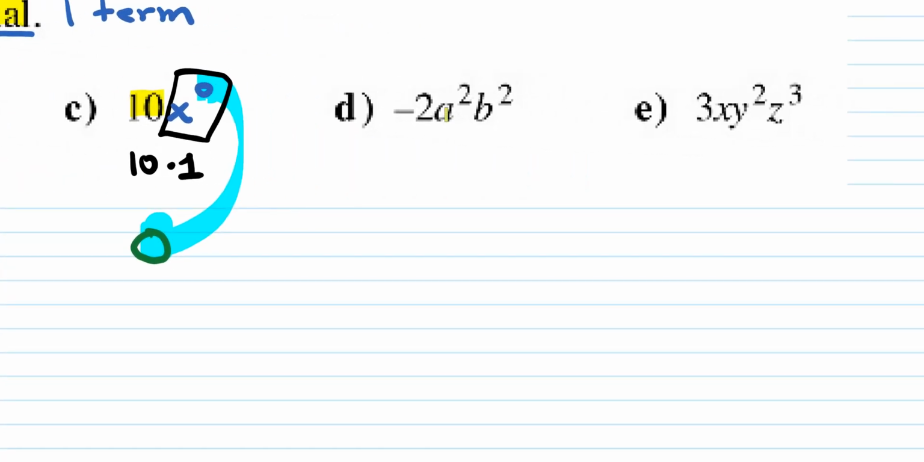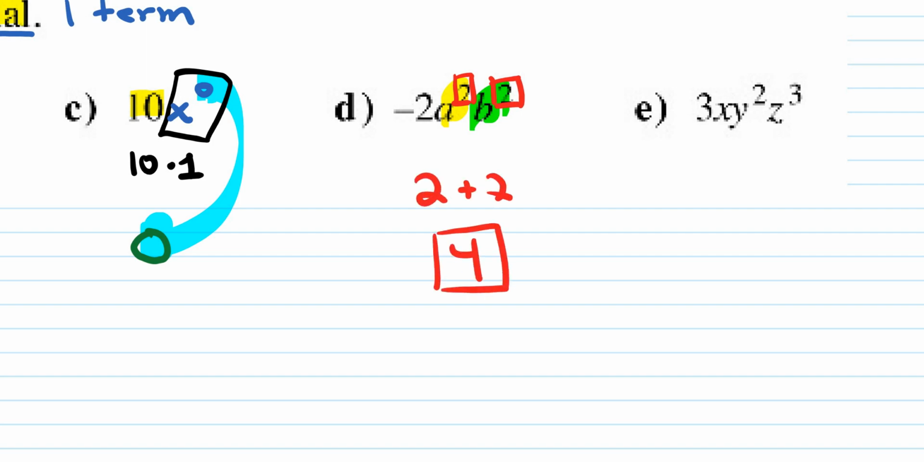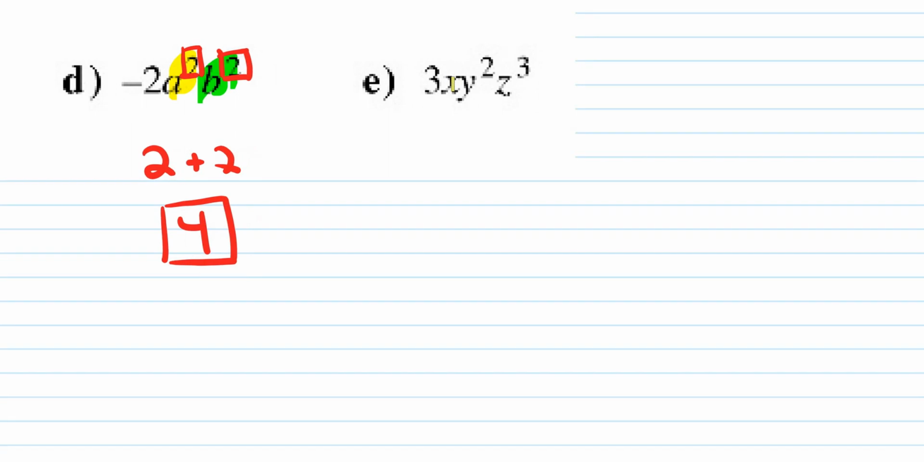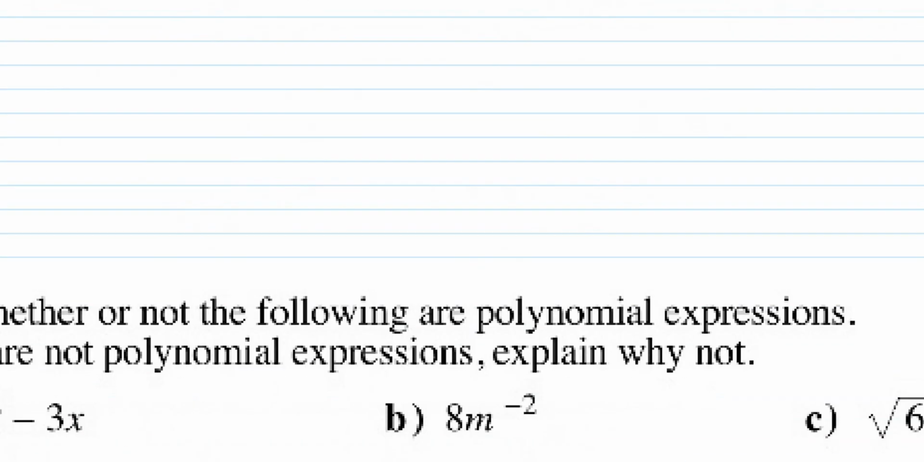And for letter D, I have a to the power 2 and b to the power 2. So all I have to do here is just look at the combined powers here. So 2 plus 2 is going to be 4. So my degree here is going to be 4. And for letter E, on this x, there's an invisible power 1. So I have a 1, a 2, and a 3. So just add them all up. 1 plus 2 plus 3 is going to be a degree of 6 here. Okay, so that's it for the question on stating the degree for each monomial.